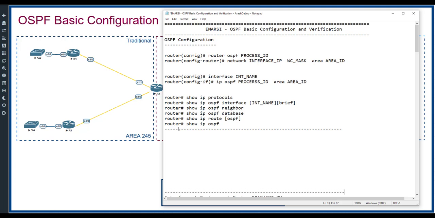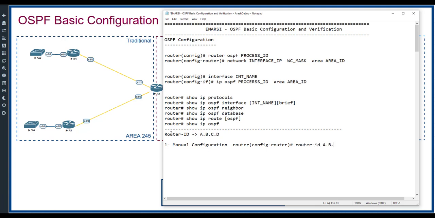Okay, how can we configure the router ID? Let me talk about the OSPF router ID. Router ID is a 32-bit identifier. We write the router ID like an IP address, but this is not an IP address. Like EIGRP, but the OSPF router ID is different from the EIGRP router ID. You can configure the router ID manually with this command. It is so easy. In router configuration mode for OSPF, you can configure router-id A.B.C.D.